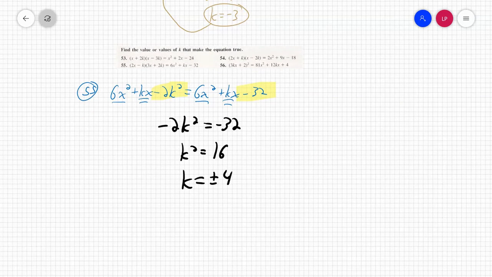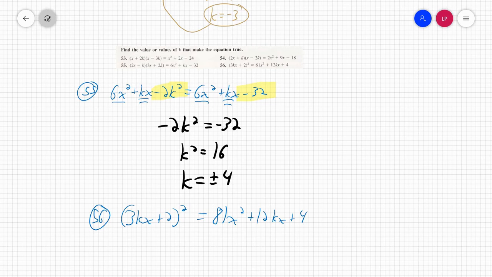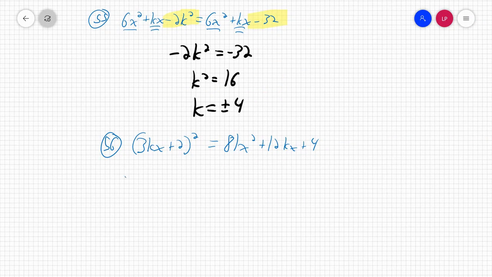And then finally for 56, I have 3kx plus 2 quantity squared needs to be equal to 81x squared plus 12kx plus 4. And if I multiply this left side out, what I get is 9k squared x squared plus 12kx plus 4. And I need that to be equal to 81x squared plus 12kx plus 4. And if we look at the two terms that have an x squared in them, this term and this term, those need to be equal to each other.